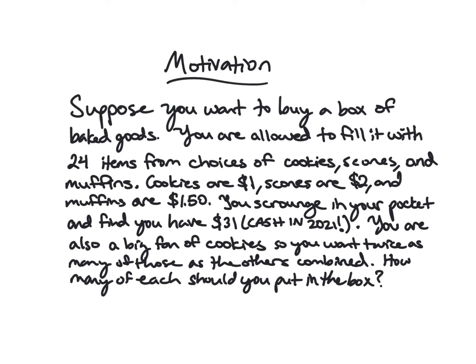So suppose we want to buy a box of baked goods, so we're allowed to put in 24 total, and we get to choose from 3 choices. So we can put either cookies, scones, or muffins, and we can combine them. We know that cookies cost $1, scones are $2 per scone, and muffins are $1.50 per. You have $31 as your budget.